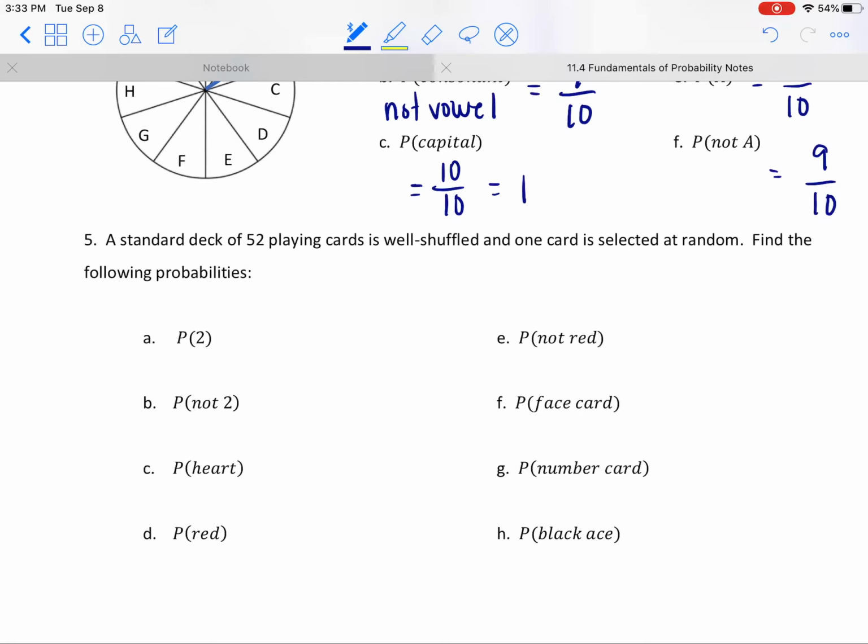So we're going to pick one card randomly from this standard 52 card deck, which means there's 52 cards. That's the bottom of the fraction every single time.